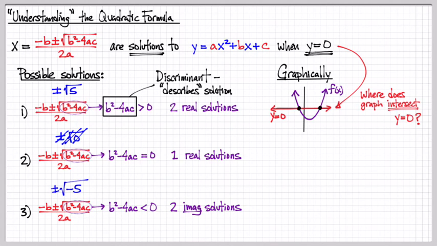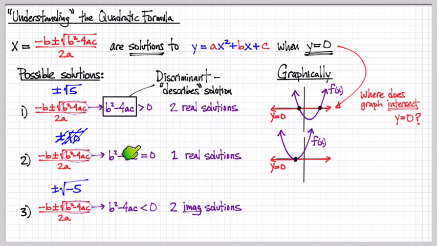So graphically, what it means is this. I have a function here, and it's a parabola. If I graph the parabola and it intersects the x-axis when I have two real solutions, it will intersect the axis in two places. Okay.